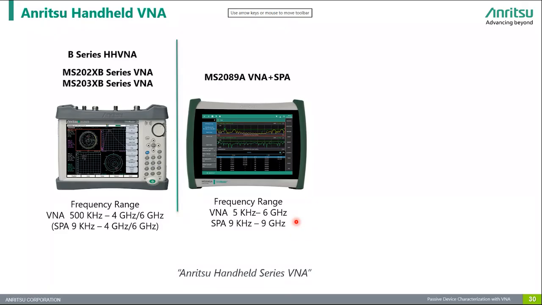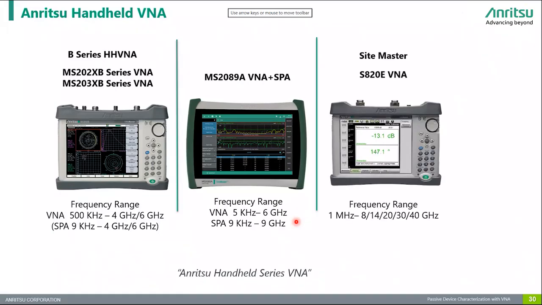MS2089, which covers 5 kHz to 4 or 6 GHz. This model is tailored for low frequency applications, including land mobile radio, public safety, and IoT deployments. The SiteMaster S820E offers a broad frequency range from 1 MHz up to 40 GHz, depending on the configuration. This model is particularly well suited for microwave applications such as backhaul, radar, and satellite systems.